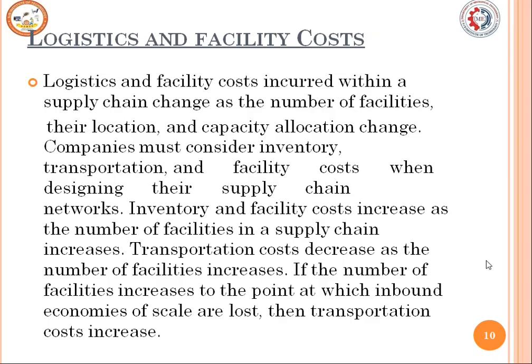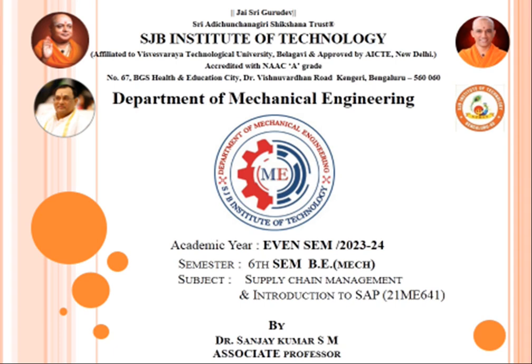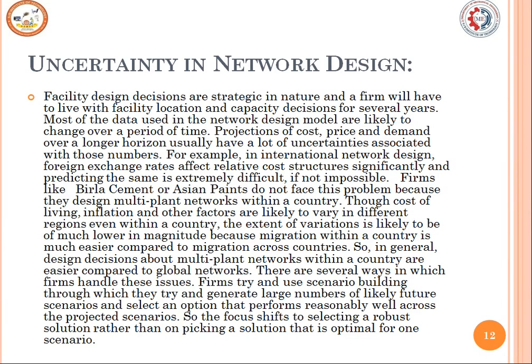So, further continuing the logistics and facilities cost with respect to the previous slide, we'll continue further with respect to uncertainty in design network. In the design network, if there is uncertainty, there may be many reasons.